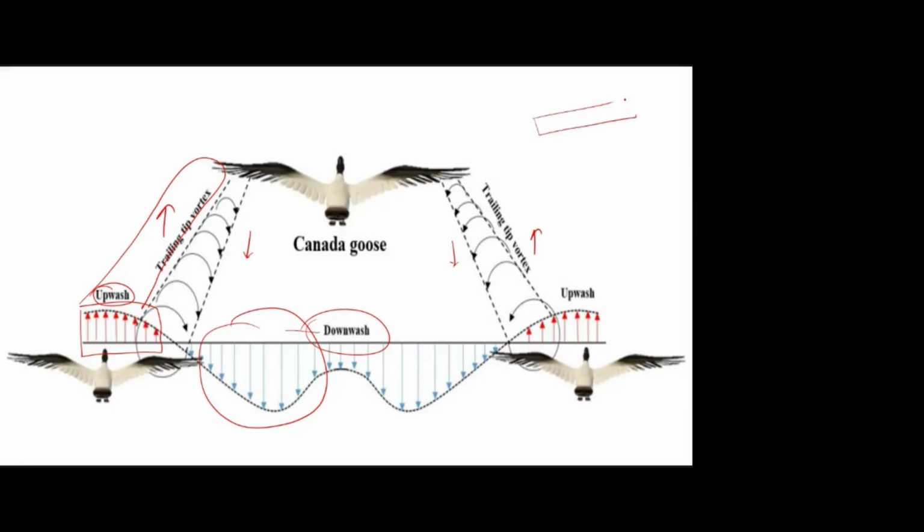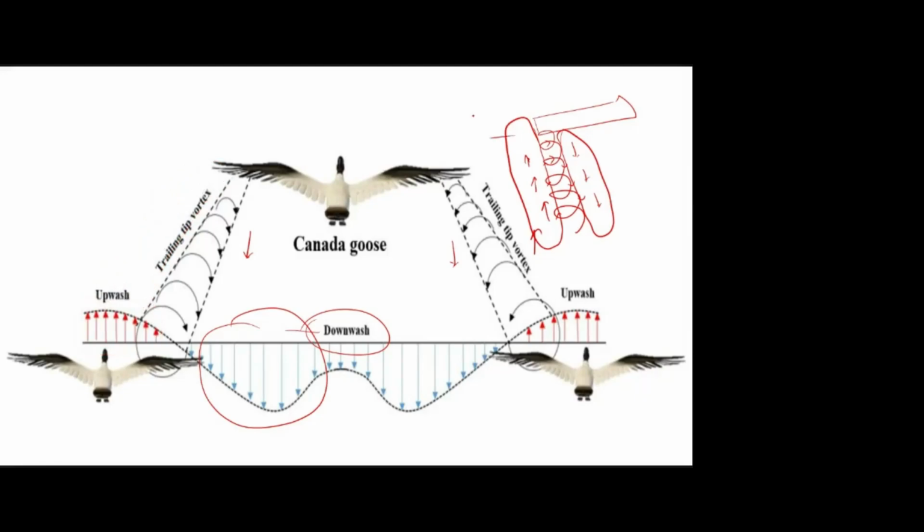This is the finite wing. Assume the wing tip vortices are formed like that. In this region, if you check, we will get an upward flow component, and in this region there will be a downward flow component near the wingtip. That upward flow component we call upwash, and this downward flow component we call downwash.